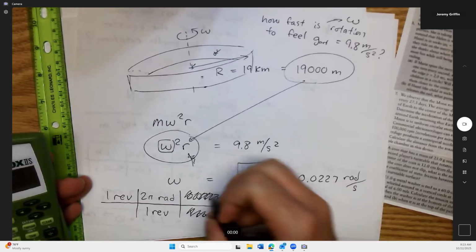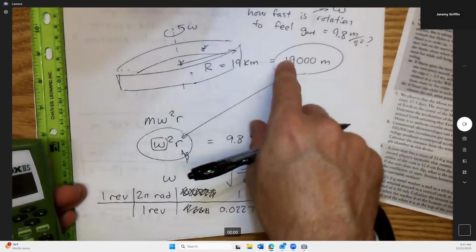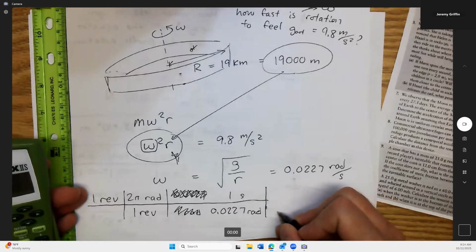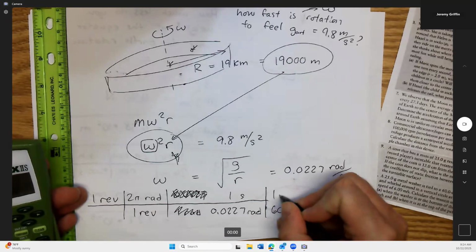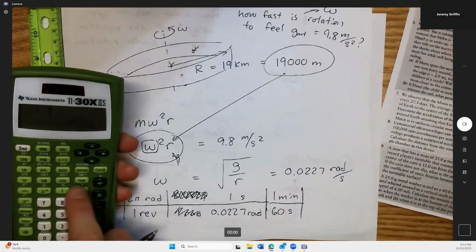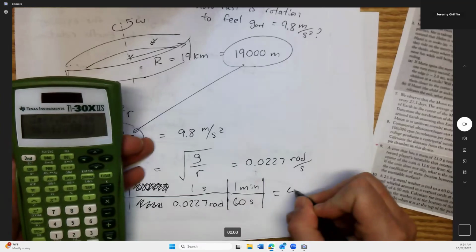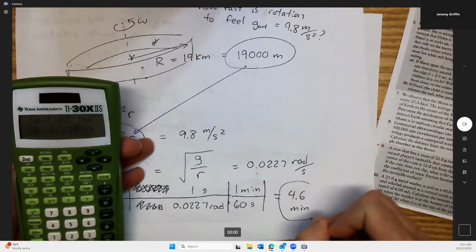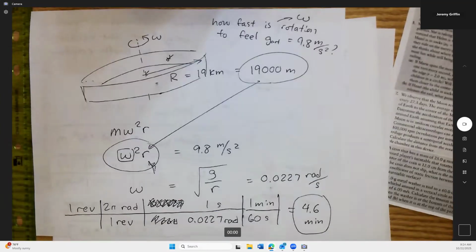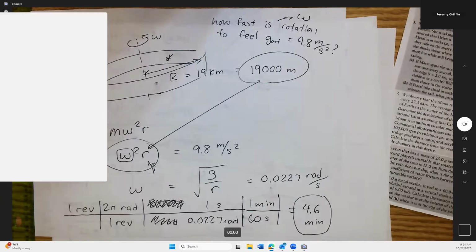Now I think this is probably going to be a lot of seconds. This is a huge O'Neill cylinder, so maybe I should put this in minutes. Let's put it in minutes. How many seconds in a minute? 60 seconds in 1 minute. Let's see what we get. 2 pi divided by (0.0227 times 60). Yeah, 4.6 minutes. So if there was this particular O'Neill cylinder in space, you would want it to rotate in about 4.5 minutes, and that would give you the artificial gravity at the surface.